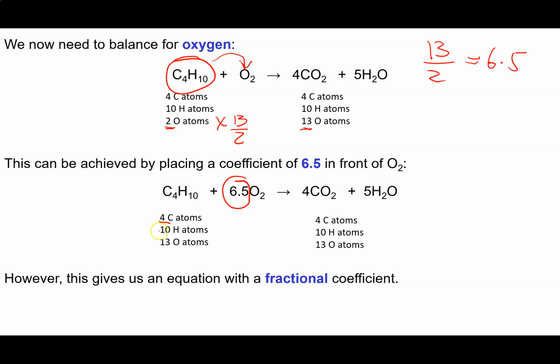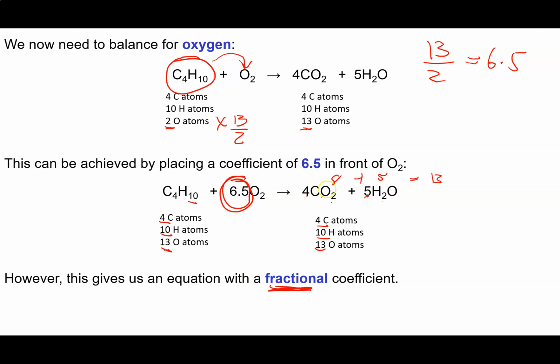I've got 4 carbon atoms on the left, 10 hydrogen atoms on the left, and 13 oxygen atoms. 6.5 times 2 gives me 13. On the right, I've got 4 carbon atoms. 4 times 2, that's 8 oxygens, plus 5 oxygens, that equals a total of 13 oxygens. And then when I look at my hydrogen atoms, I've got 5 times 2 there, that's 10 hydrogen atoms. So everything is balanced, but the problem is that I've got a fractional coefficient for my O2.